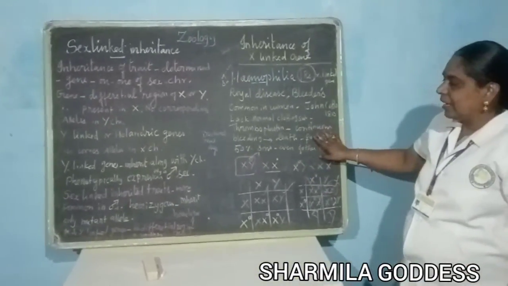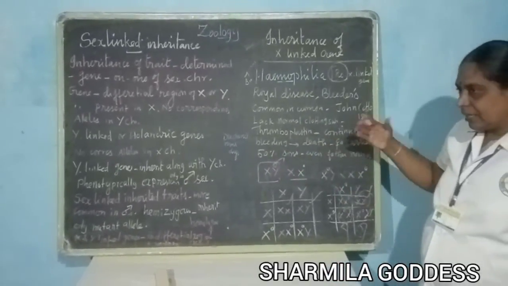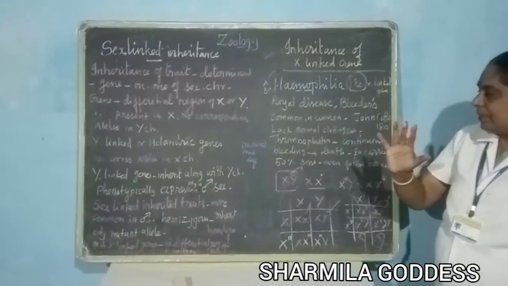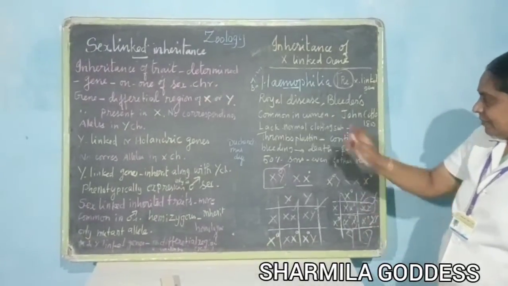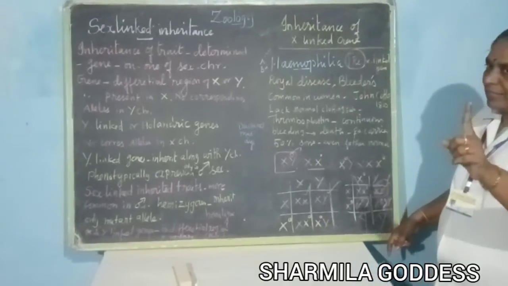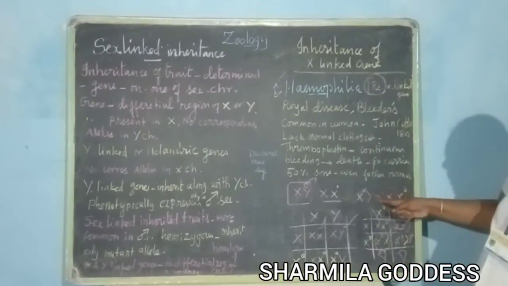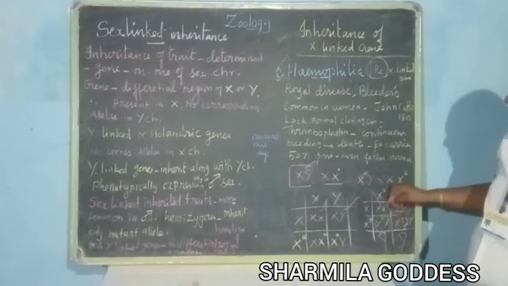Mostly the females are the carriers, and 50% of the sons are affected. Even if the father is normal, 50% of sons are affected. Here there are two sons: between the two sons, one is affected, one is a normal person. So we can say 50% are affected.